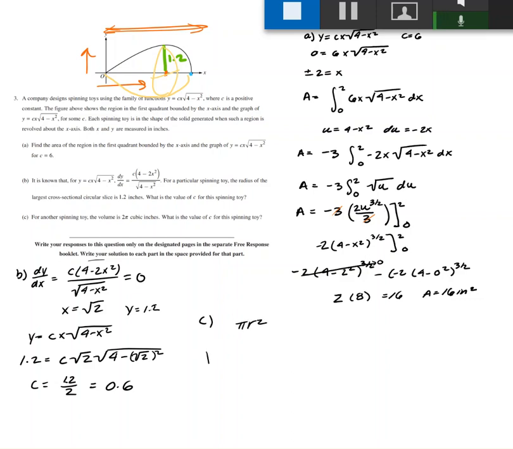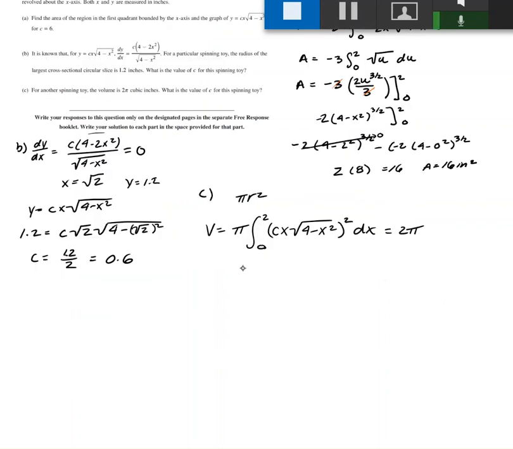So our volume is going to be equal to pi times the integral. Limits of integration are 0 and 2, as we found. Our original equation will give us our r, which is cx root of 4 minus x squared, right, because our integrand is r squared dx. And that is going to be equal to 2 pi as given in part C. So then we're going to use all this and solve for c. I'm going to show you how to do it.